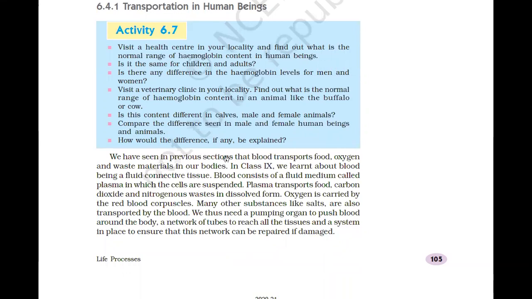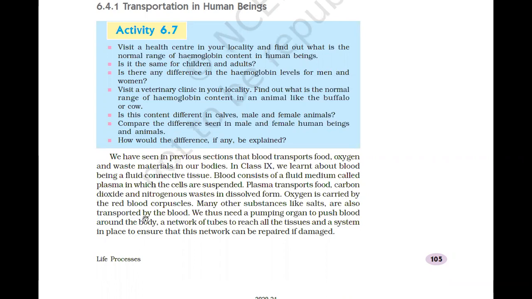We have seen in previous sections that blood transports food, oxygen, and waste materials in our bodies. In class 9, we learned about blood being a fluid connective tissue. Blood consists of a fluid medium called plasma in which cells are suspended. Plasma transports food, carbon dioxide, and nitrogenous wastes in dissolved form.